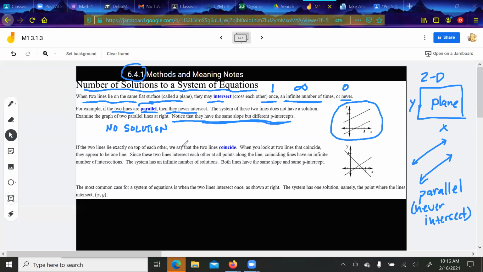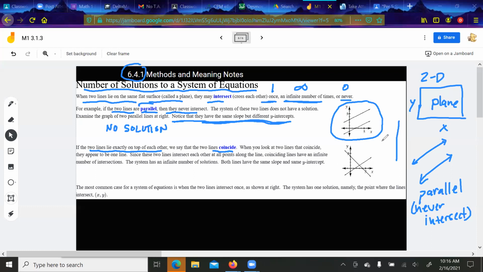All right, so the next situation is if the two lines lie exactly on top of each other, we say the two lines coincide. So that's good to write down. You don't have to necessarily write this whole paragraph, but that first sentence is good. If the two lines lie exactly on top of each other, we say the two lines coincide. This is not an example of that. We would have to make another graph.